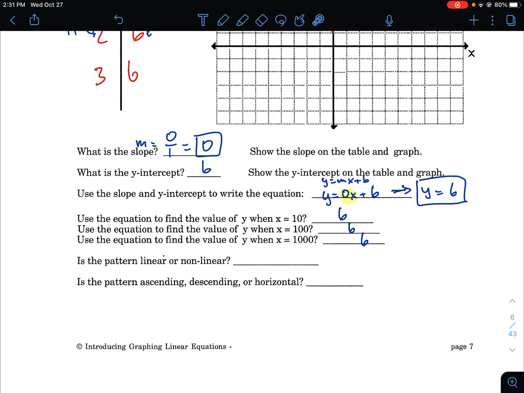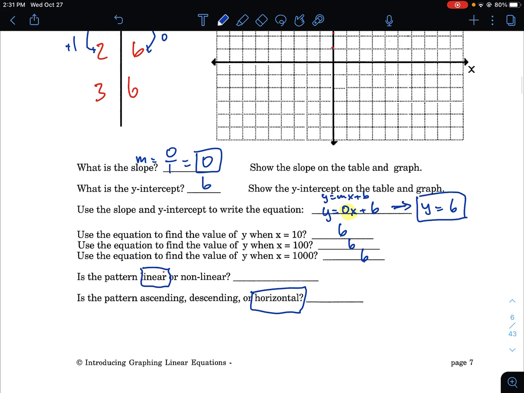Is the pattern linear or non-linear? It's still a straight line, so it's still linear. Is it ascending, descending, or horizontal? It is a straight horizontal line. So that, and I believe that covers it.